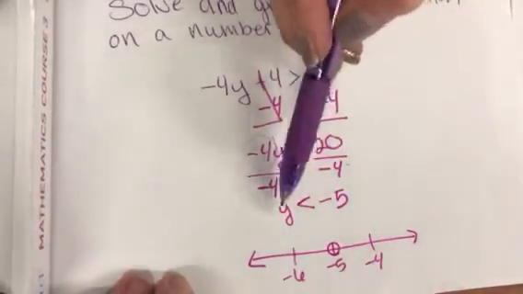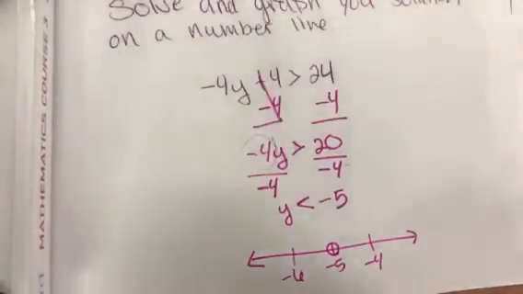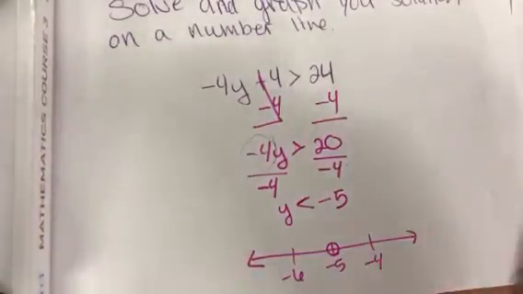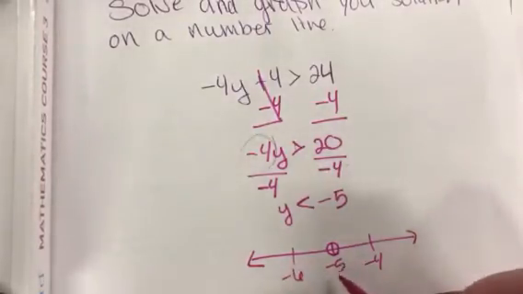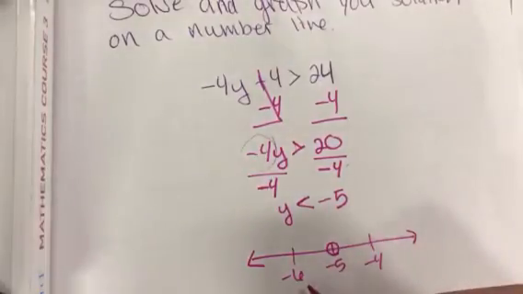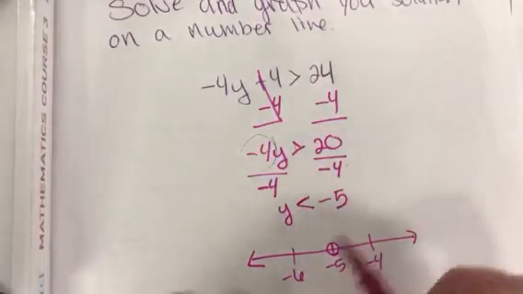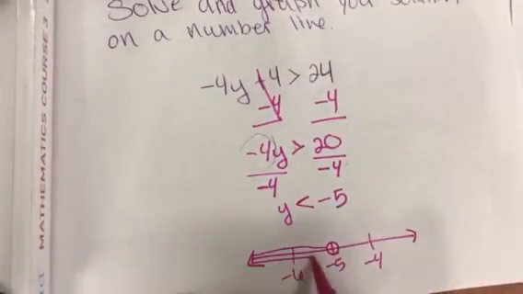So I leave it open. y cannot be negative 5. Think about it this way. When you're plotting things on a number line, you always circle it and color it in because that's the actual number. This doesn't include negative 5, so don't color it in. Right. Now, is negative 6 less than negative 5? Yes. Okay, is negative 4 less than negative 5? No. So I should shade this way.